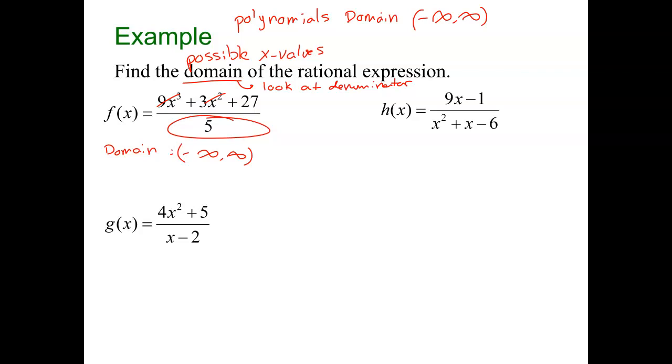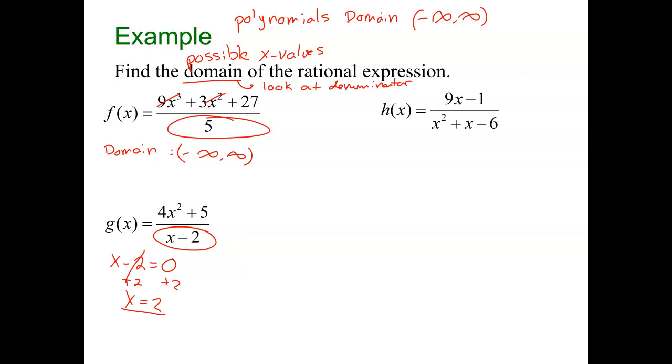When we look at g, just looking at my denominator, are there any values of x that would cause x minus 2 to equal 0? 2. So when we're trying to find what values cause my function to be undefined, we take the denominator and we set it equal to 0, and we solve for x. If I add 2, I get x equals 2. That's the value that causes my function to be undefined. So my domain is going to be all real numbers except for 2.